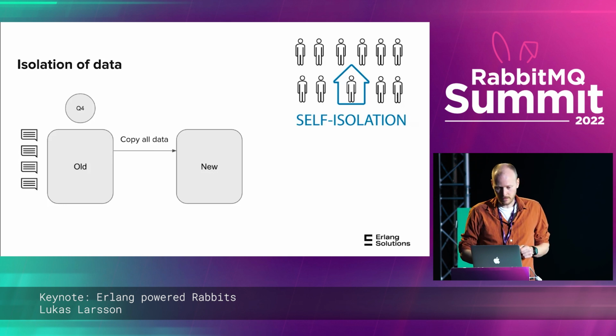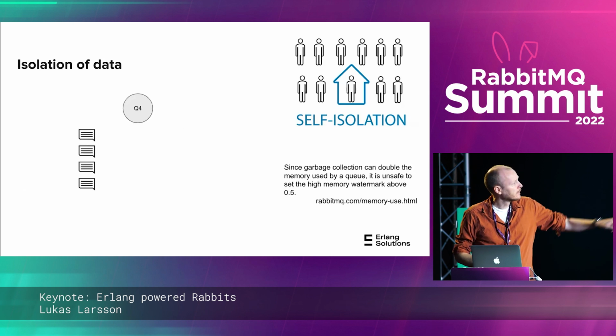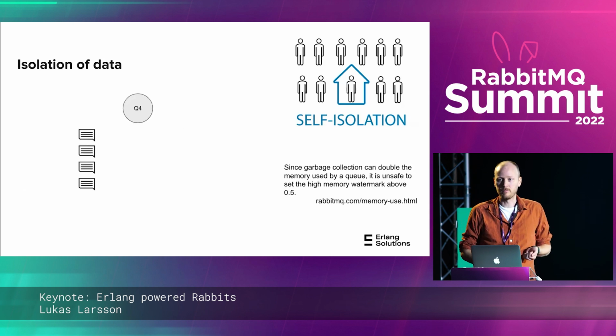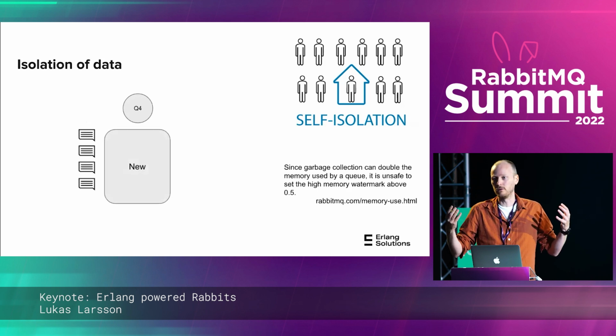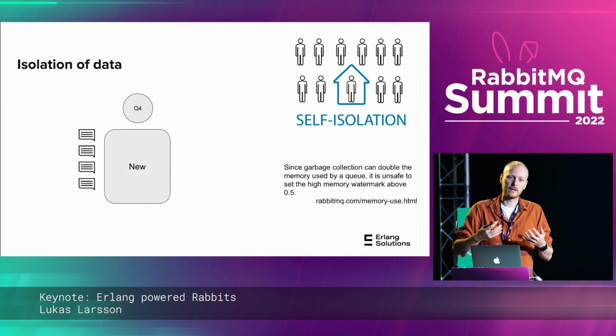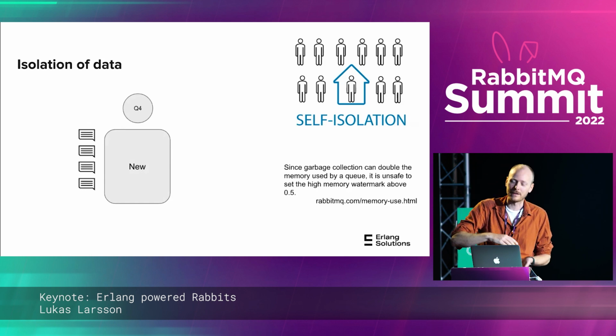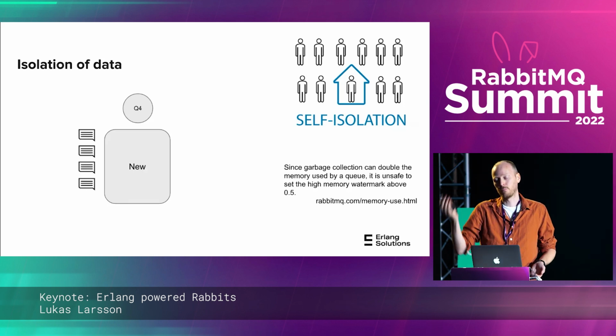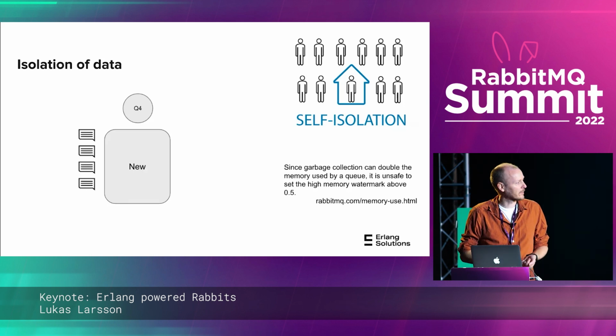But I found this small tidbit in the RabbitMQ documentation saying that temporarily you can use about double the amount of memory that you use. And this is the reason why: garbage collection can, if you have a queue that is heavily loaded and uses a lot of memory, spike that memory of that queue, and then it will try to do a garbage collection, and then it will double that memory, and possibly your Rabbit instance will fall over.